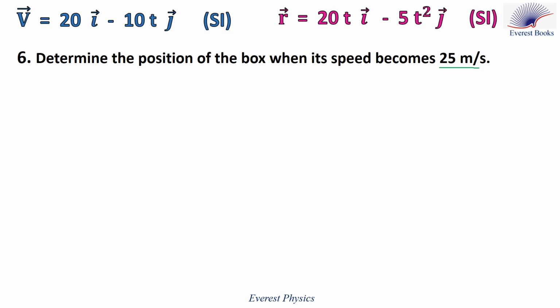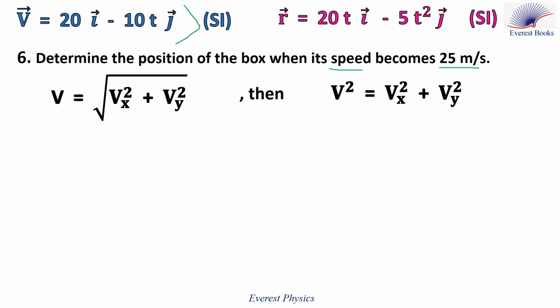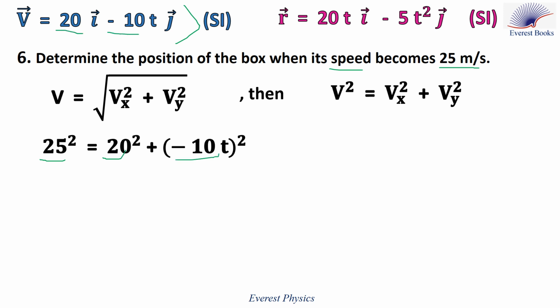First, let's determine the expression of the speed of the box. This is the velocity of the box. We want the expression of the speed. The speed is the square root of Vx squared plus Vy squared. Square both sides of this equation. You will get V squared equals Vx squared plus Vy squared. Now, replace V by 25 meters per second, Vx by 20, and Vy by minus 10t. Therefore, the time needed by the box to attain a speed of 25 meters per second is 1.5 seconds.